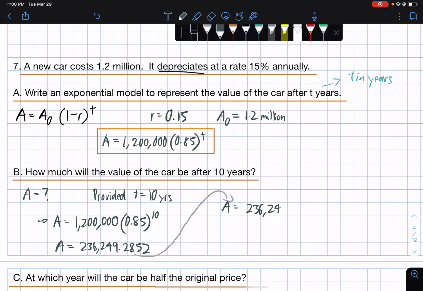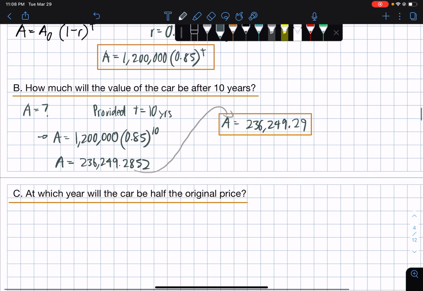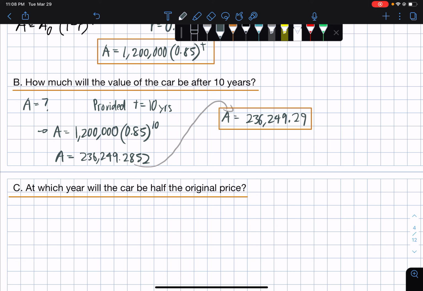236, 249. When it comes to money, of course, we have what we call centavos or cents. It's just rounded off to the nearest hundreds. So we have this. No need to write any currency since there's nothing specified. That's for letter C. At which year? So t is equal to question mark.